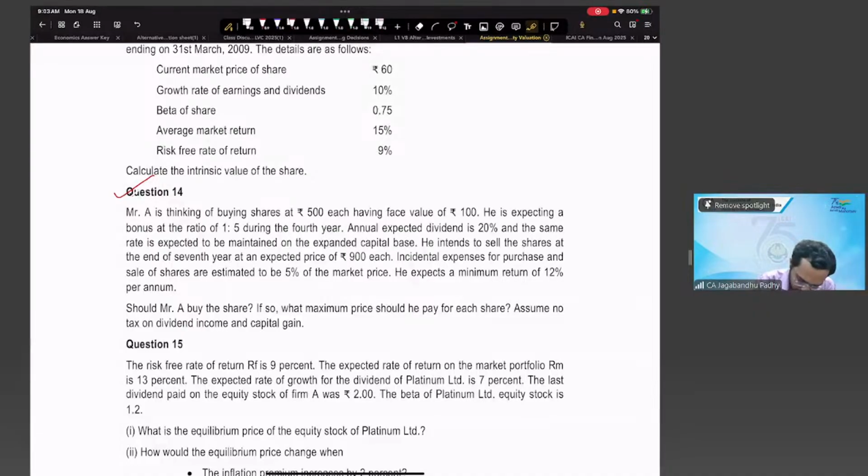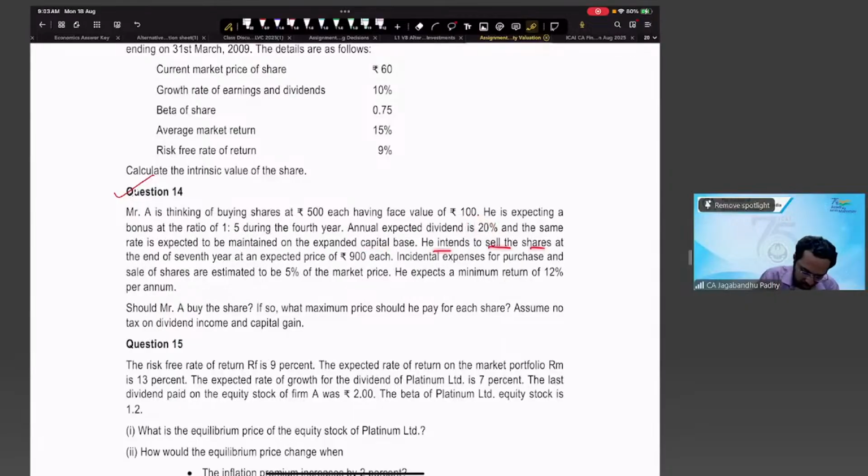Anyways, okay. So 500 shares each, having a face value of 100, expecting a bonus of 1:5. 1:5 means one bonus share for every 5 shares. During the 4th year, the annual expected dividend is 20%, and the same rate is expected to be maintained on the expanded capital base. So the expected dividend is 20% of the face value.